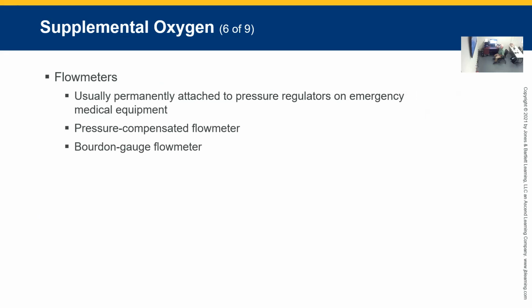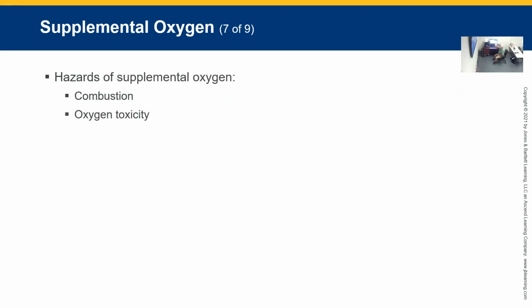Flow meters, it's the actual little thing that sticks up. You'll see a little ball in the middle of it. You actually turn it on, and it shows you the amount of oxygen that you're getting. We'll kind of go over this too.